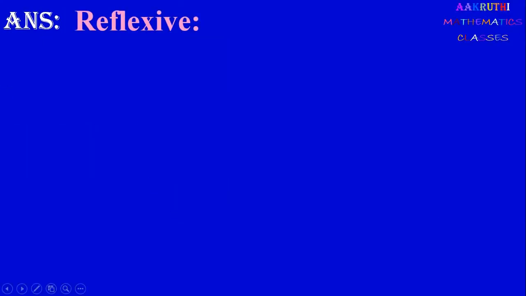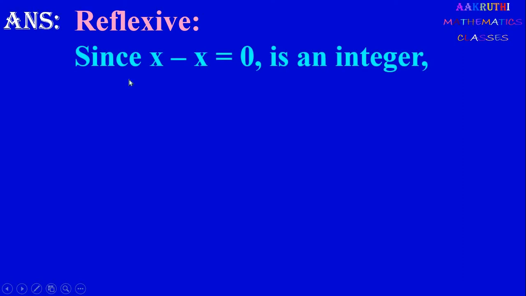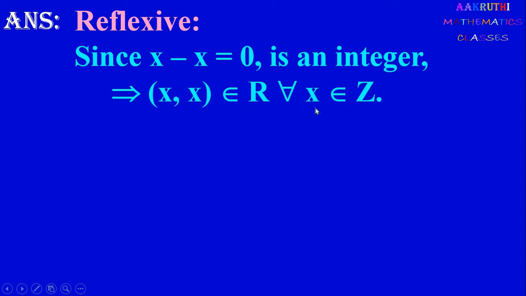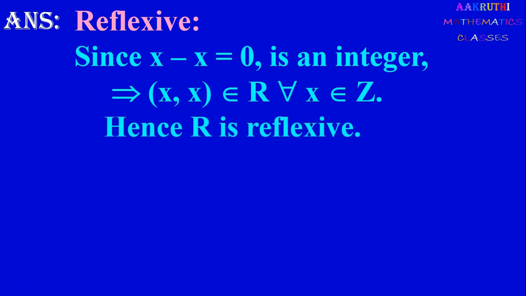Now the first one is reflexive. We verify the reflexive relation. We take x minus x. Now x minus x is 0, and 0 is an integer. So every element is related to itself. Therefore (x, x) belongs to R for all x belongs to Z, since any element minus itself is 0. Therefore this relation is reflexive.